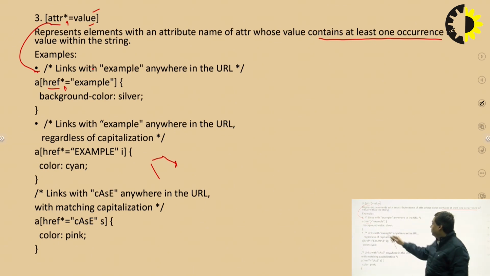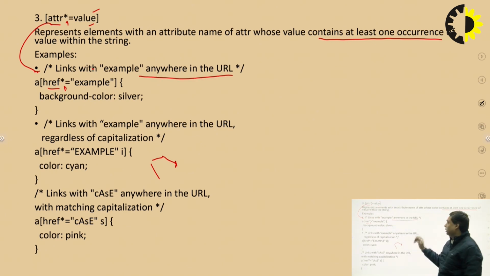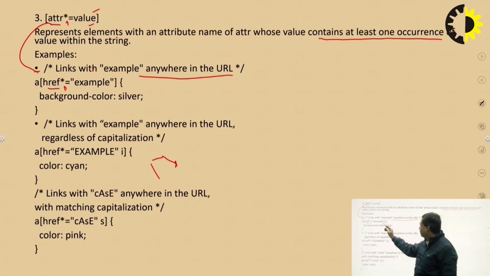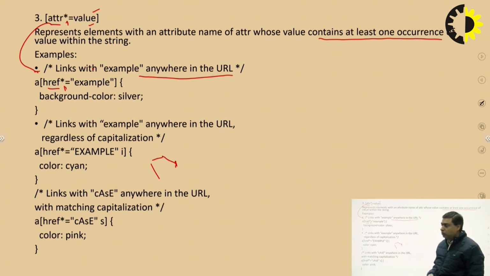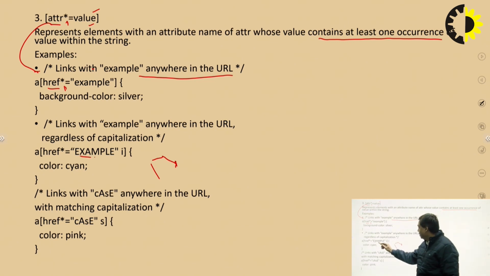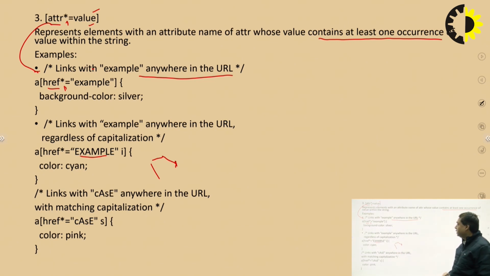Whenever we are creating the link, if the word example appears anywhere in the URL, then this CSS will be applicable, and the background color will be silver. Second, here is example in lowercase, so it must match the lowercase letters. Now we will make our comparison case insensitive.